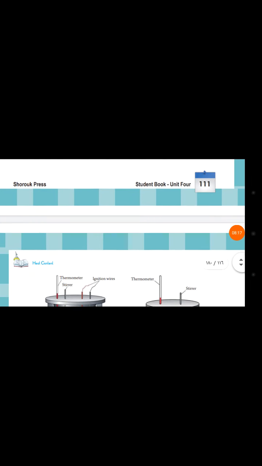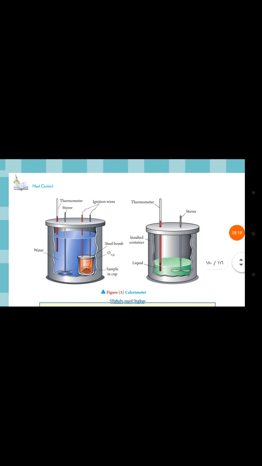The calorimeter is composed of an insulated container, a thermometer, and a stirrer for stirring. A liquid is placed inside it, which is most likely to be water. These are the two types of calorimeters. Number one, the first type, on our right hand side, is called the coffee cup calorimeter. The left hand side is the pump calorimeter.